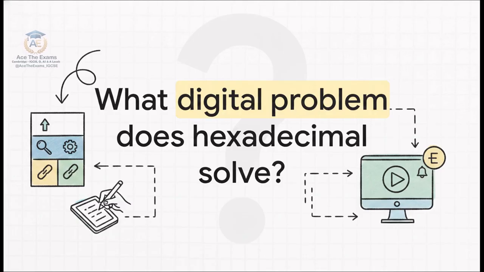So, before we look at a single line of code or data, I want to challenge you directly. Ask yourself right now, what digital problem does hexadecimal actually solve? We have to establish an application-first mindset. To do this, we need to decode the command words used by examiners and apply a system that top students swear by. It's called the PEAL framework. That stands for point, evidence, explanation, and link. When a Cambridge command word asks you to explain or justify the use of hexadecimal, you have a sequence to follow. You make your point, you provide your specific technical evidence, you give a crystal clear explanation of the process, and then you link it right back to the scenario.